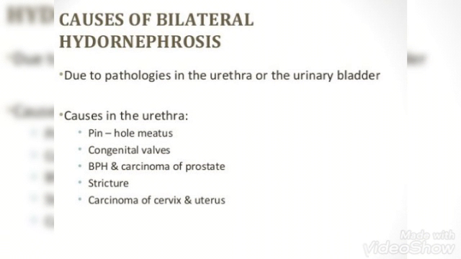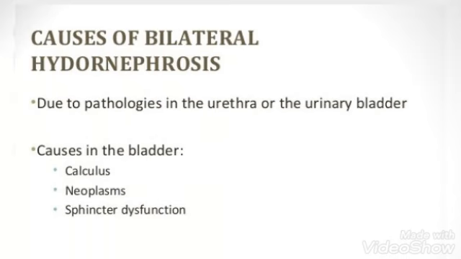Causes of bilateral hydronephrosis can be some pathology in the urethra or bladder. So causes in urethra can be BPH or carcinoma of prostate, congenital valves, stricture of urethra or carcinoma of cervix or carcinoma of uterus. Causes in bladder can be calculus of the bladder, neoplasm of the bladder or sphincter dysfunction.